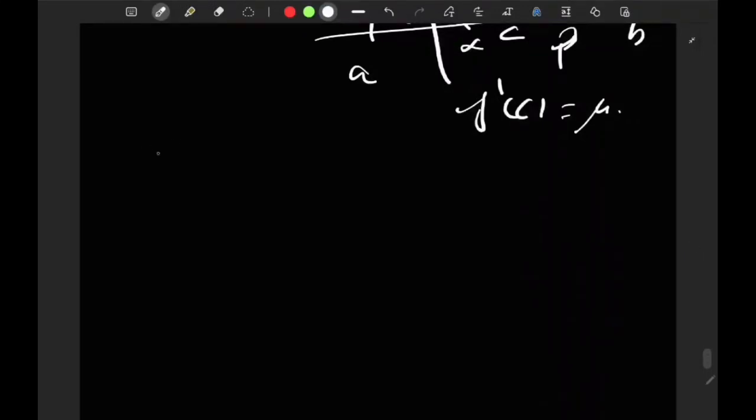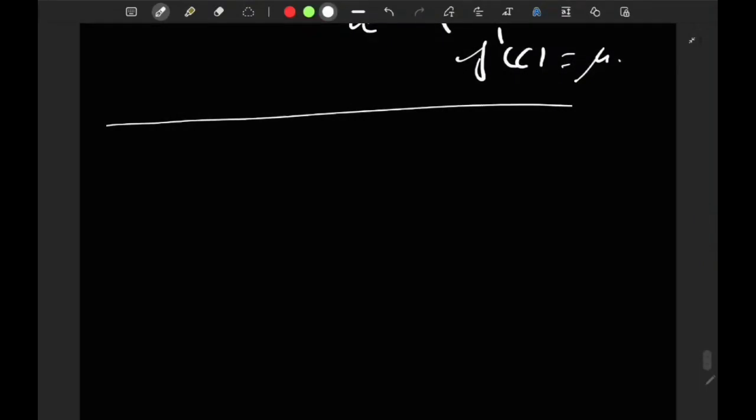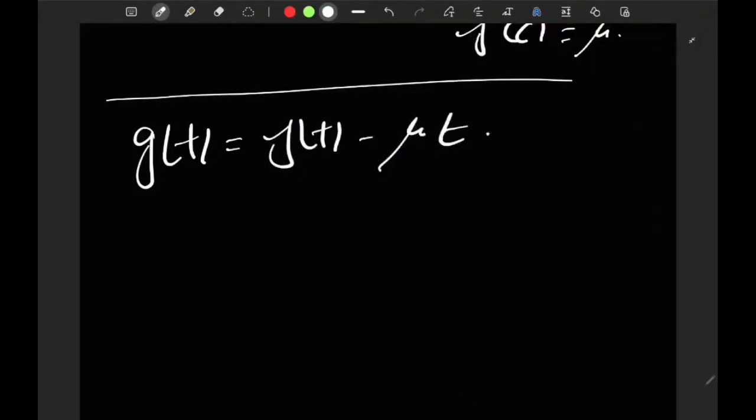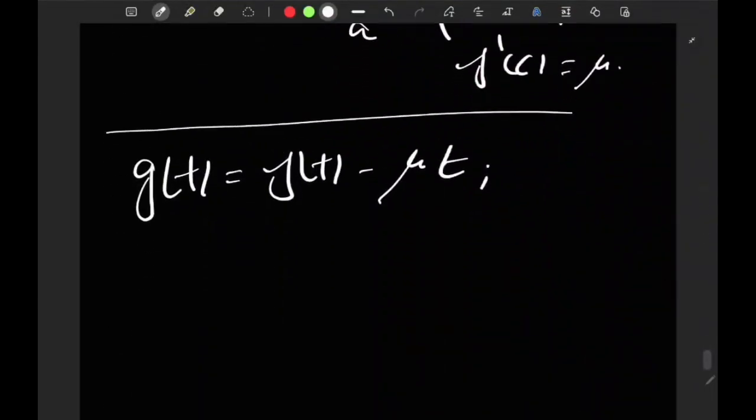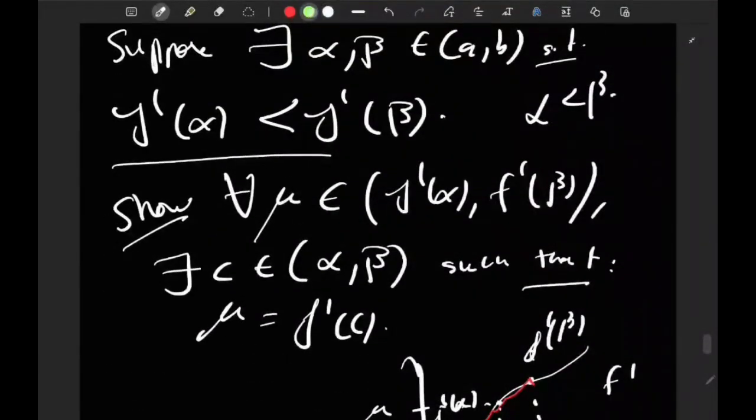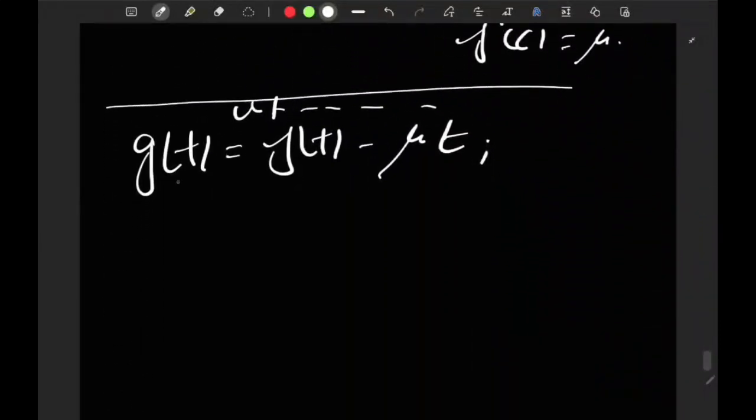Now, spoiler, I'm going to start solving the exercise. If you don't want to see the solution immediately, just pause the video. I'm going to start with a function which will make my life easier. Let g of t be given by f of t minus mu t. So mu is given; let mu belong to the interval f prime of alpha, f prime of beta, and consider g of t to be this thing.